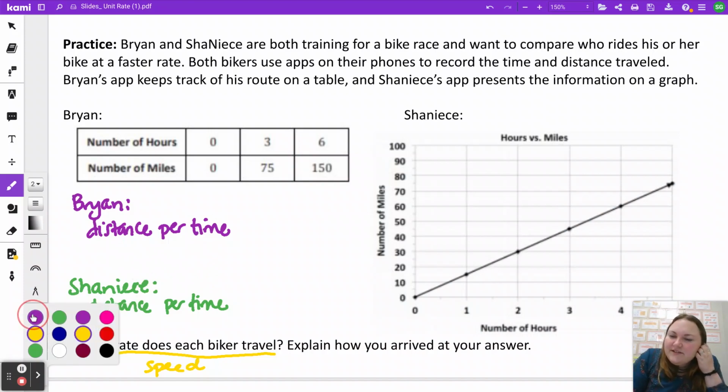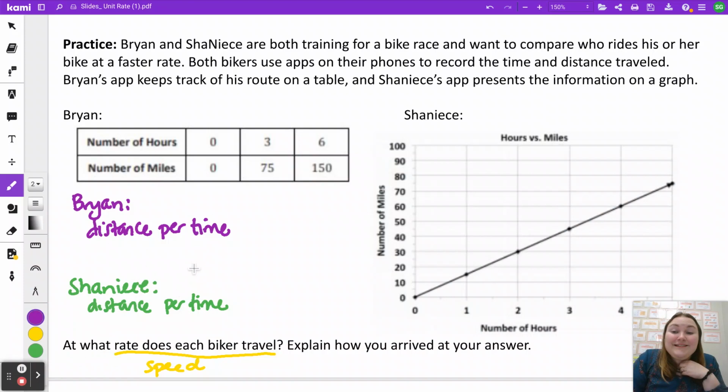So for each of these, just like what we saw with the motorcycle, there's a lot of different ways you can come up with their speed. Now, I will say for Brian, our table starts with 0, 0, which maybe seems a little silly, but it is true. If he does not bike at all, if he bikes 0 hours, he is going 0 miles. But I'm not going to be able to use that to find his speed. His speed is not 0.